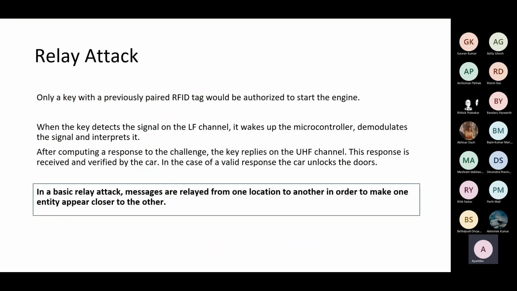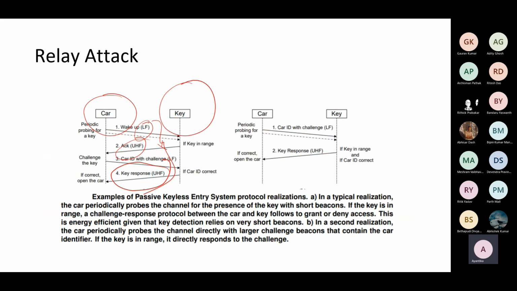But what the relay attack says is that, in a basic relay attack, messages are relayed from one location to another in order to make one entity appear closer to the other. That means with the relay attack, the key and the car are not actually in close proximity. You, the car owner, are not close to your car. Whoever is pressing the handle, some adversary, is pressing your door to open it, and your car is checking the proximity of your key.